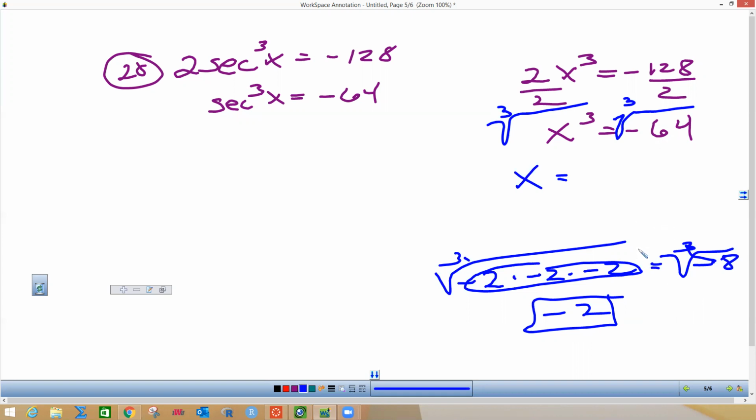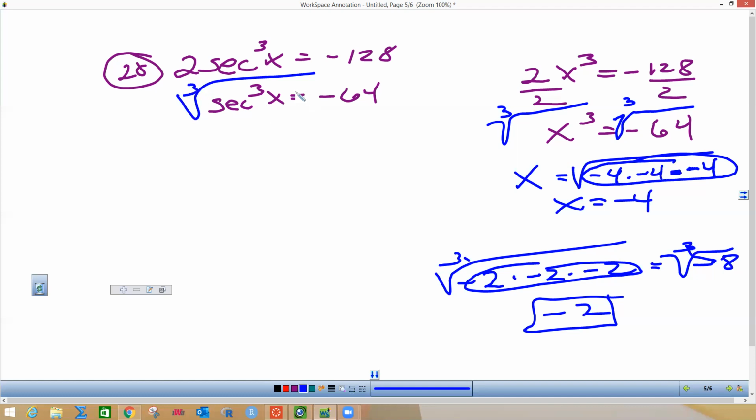Does anybody know it? If you don't, we'll do it the long way. Negative 4 is the right answer. If you take negative 4 times negative 4 times negative 4, that will give you negative 64. So this whole thing equals negative 4. Likewise, if you cube root this and you cube root this, we get secant x equals negative 4. It's kind of a good thing we did this one because this is not a special.